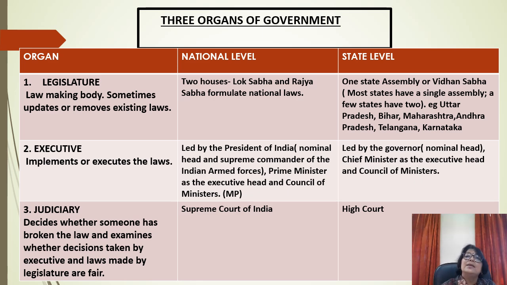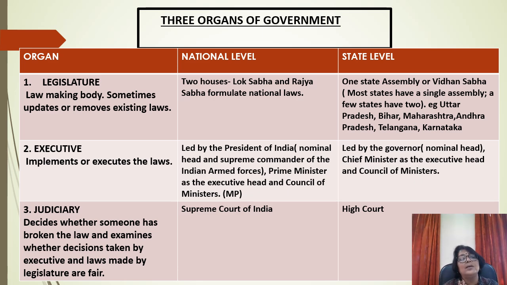The second organ is the executive. The role of the executive is to implement and execute the laws. At national level, it consists of the president, prime minister, and council of ministers. At state level, it is led by the governor, chief minister, and the council of ministers.